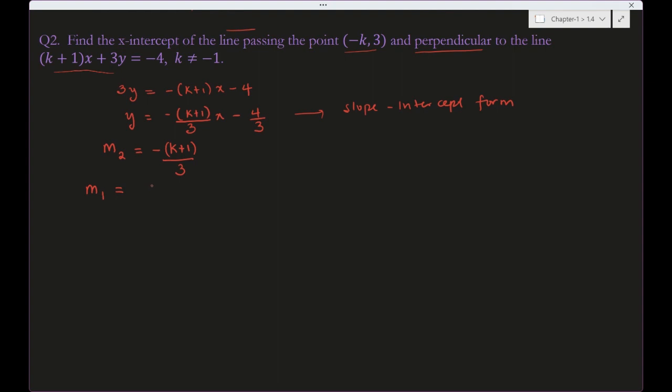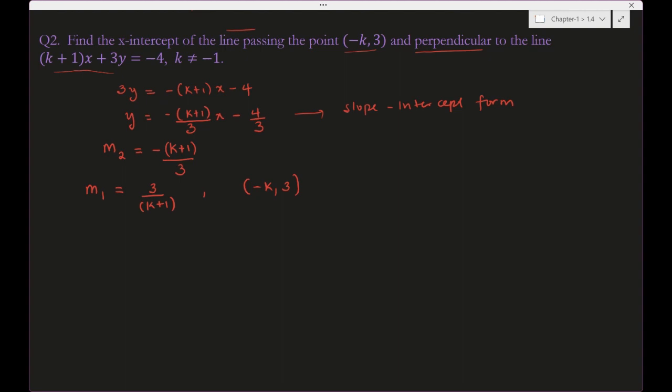So this will just be what? It will just be 3 over k plus 1, right? Because the negative will go. We know that if two lines are perpendicular, then the product of their slopes will have to be minus 1. Now, we will use the slope, let's call it m1, and also we have a point already given, which is minus k and 3.